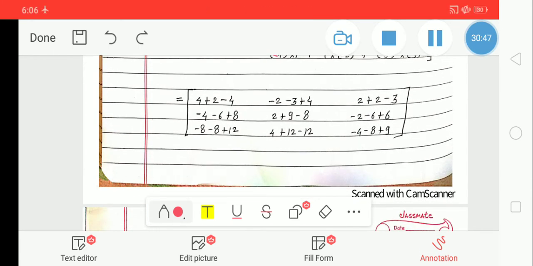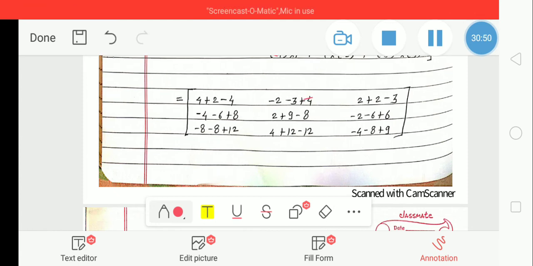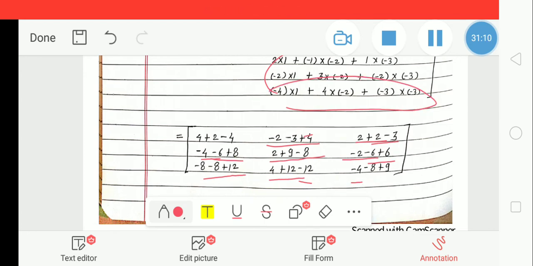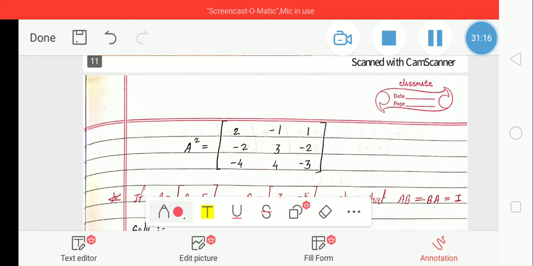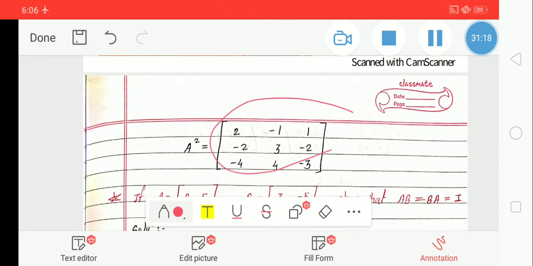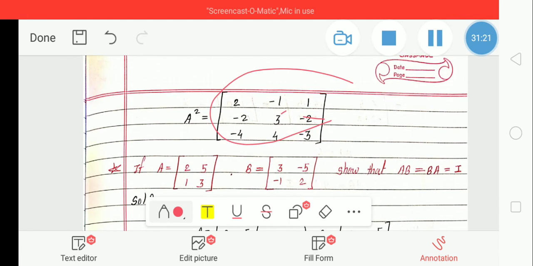So 4 plus 2 minus 4, minus 2 minus 3 plus 4, 2 plus 2 minus 3, minus 4 minus 6 plus 8, 2 plus 9 minus 8, minus 2 minus 6 plus 6, minus 8 plus 12, 4 plus 12 minus 12, minus 4 minus 8 and plus 9. This is the value of these. Now we can add and subtract, so giving the value of A square: 2 minus 1 1, minus 2 3, minus 2 minus 4 4, minus 3. This is the value of A square.